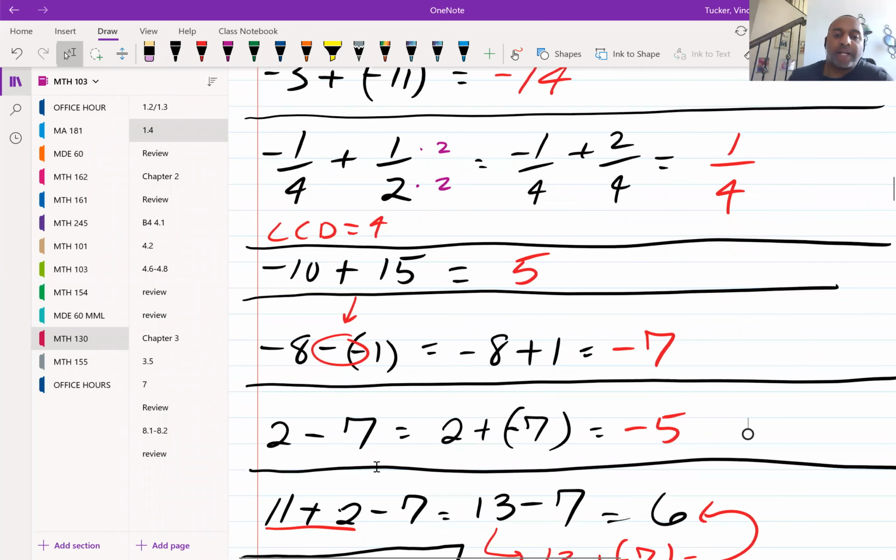So the next one, 2 minus 7, that's the same thing as 2 plus negative 7. So that goes back to what we're saying: when you're adding numbers that have different signs, you subtract, keep the sign of the greater of the 2. The 7 is negative. So that's why your answer will be negative as well.